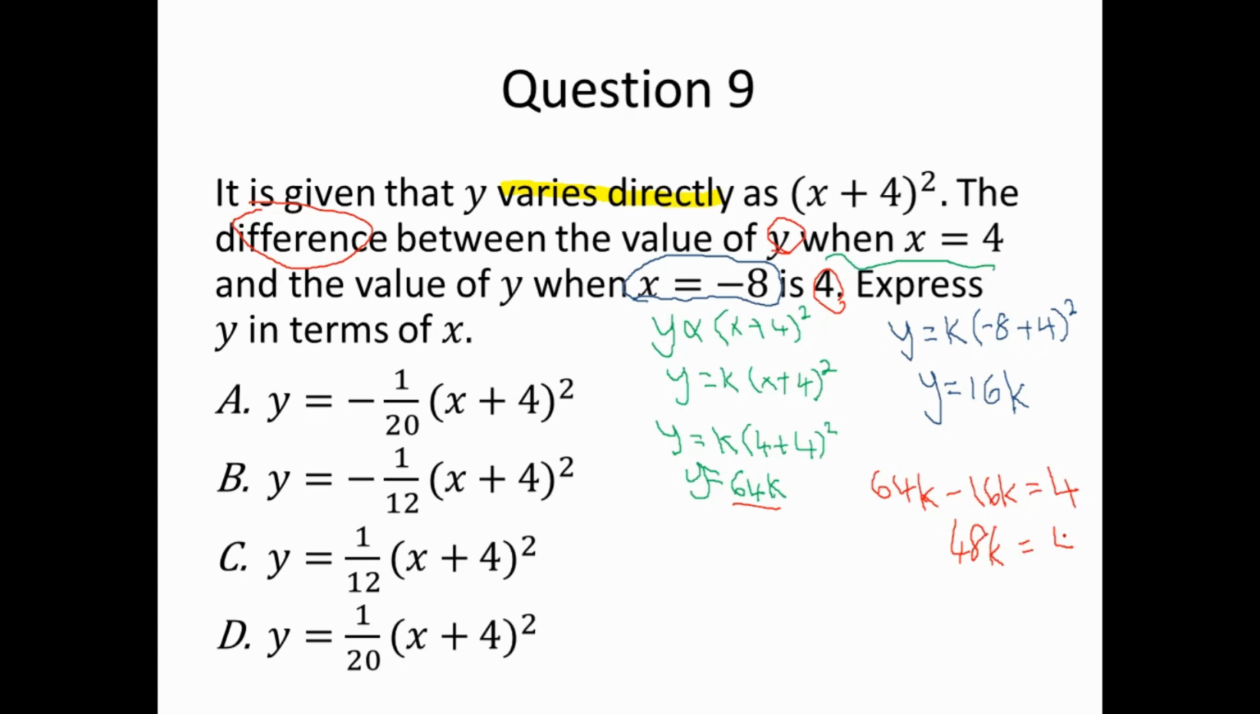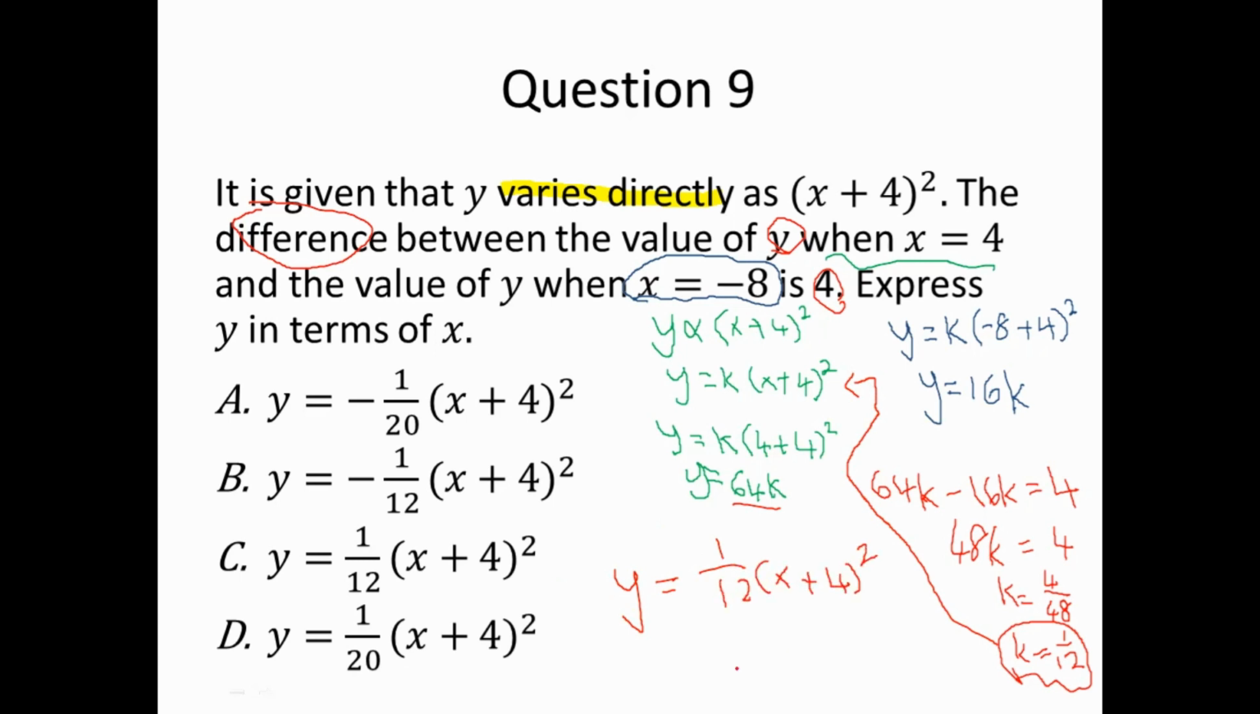48k equals 4, so k equals 4 over 48, so k equals 1 over 12. Okay, we have to put back the value of k into the original equation. So y equals 1 over 12 (x plus 4) squared. So the answer is C.